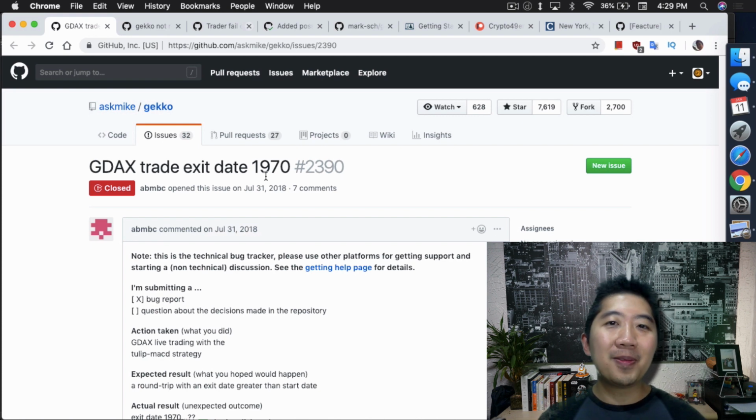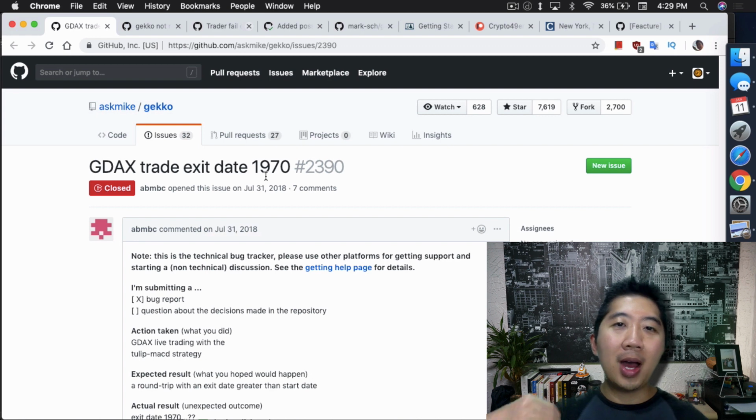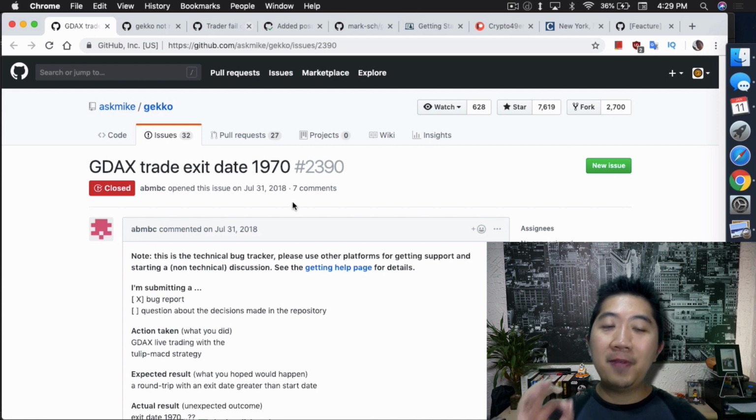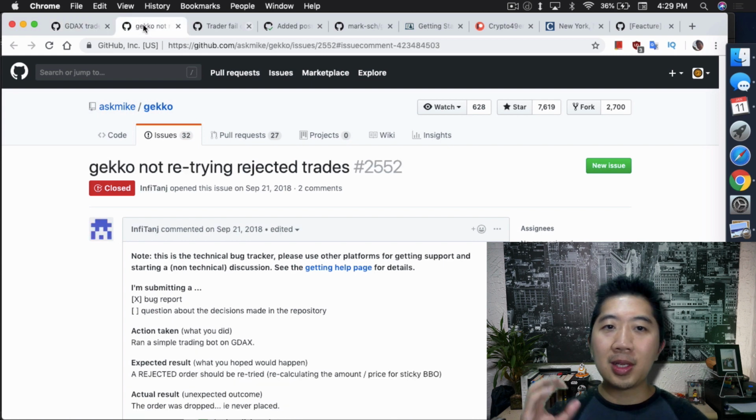That date itself is a little bit annoying if you're trying to track your trades, but more importantly, Gekko doesn't actually make these trades for you. A lot of times, these are failed trades. This is not the only issue that's brought up here. There are several of them. Actually, there's another one here: Gekko not retrying rejected trades, and that's basically what it is.